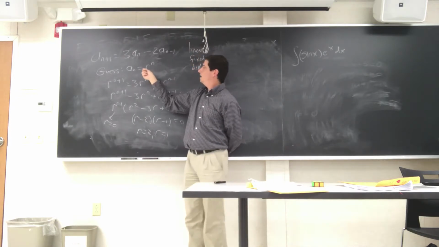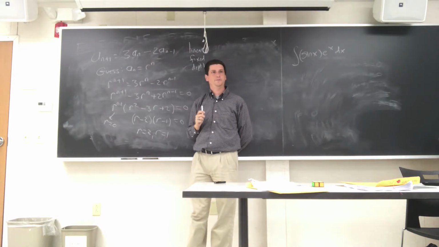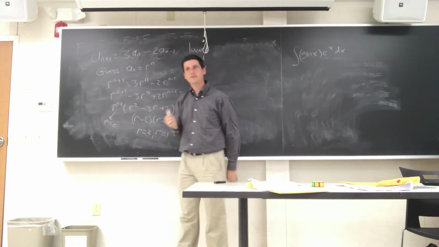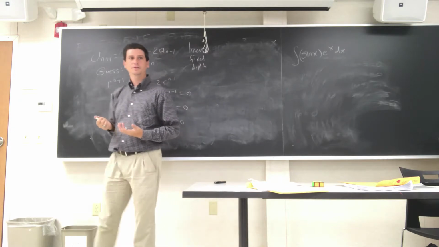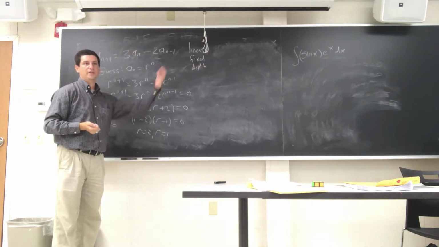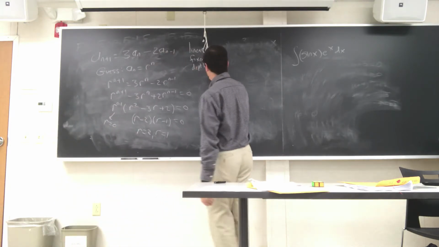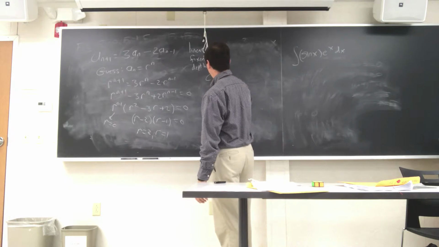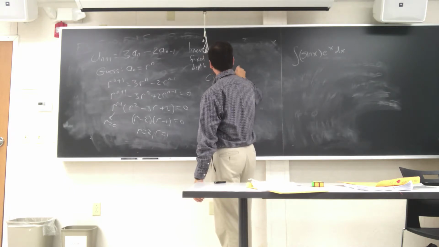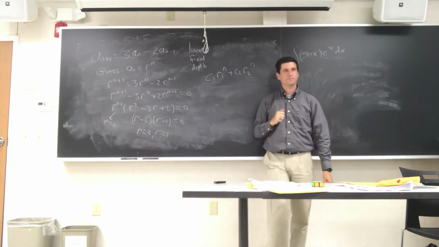So if r to the n is a solution, and u to the n is a solution, so is their linear combination. So has everybody here taken linear algebra? Basically, we're looking at the span. So if I have two solutions, they're linear combinations. So the most general solution is going to be of the form C1 r1 to the n plus C2 r2 to the n.